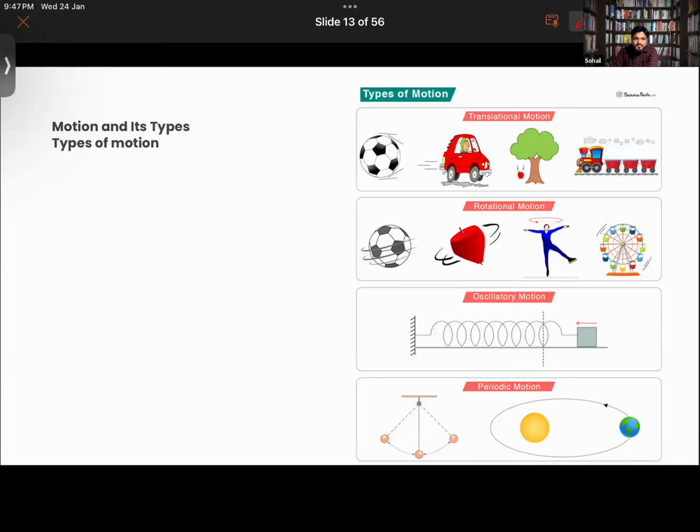Motion is a body that... Motion is not a body. Let me correct you. It's not a body. When a body is at such a state where it is changing its position with respect to time and a stationary object. Okay, now like a body can be having two states, a state of rest or a state of motion. That's what I'm saying.